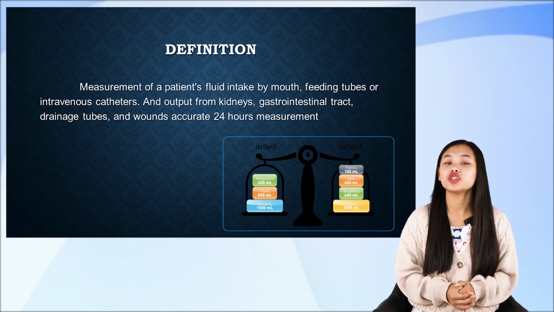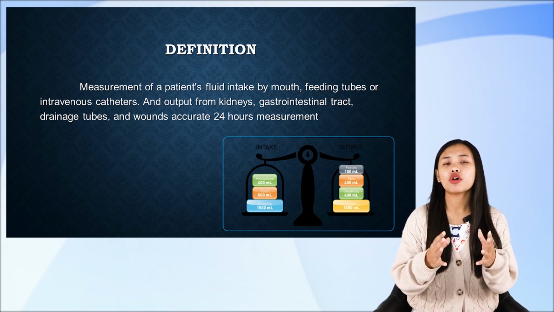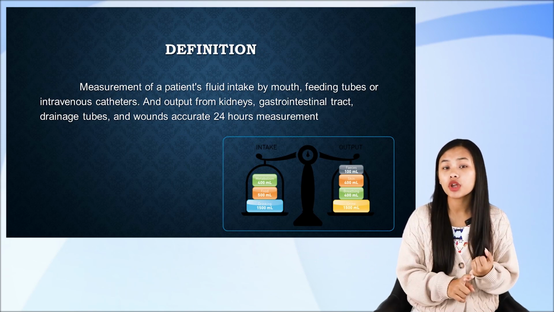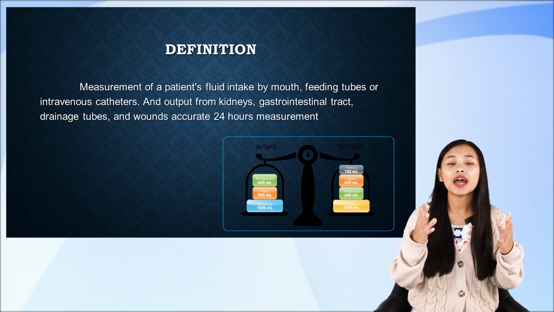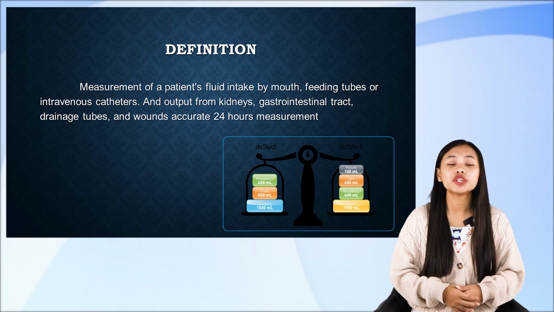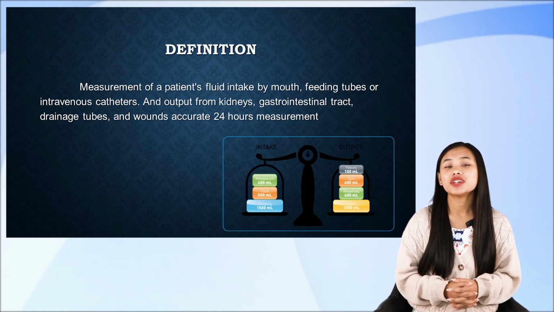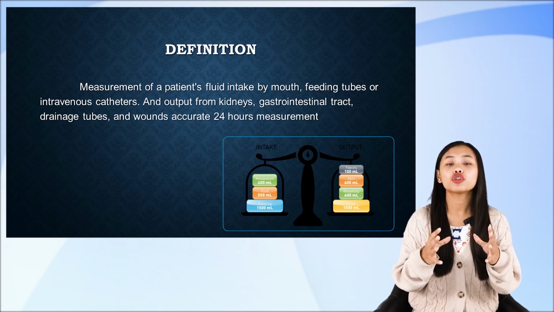Moving on to the first, which is the definition. Intake and output record is a record which will include the measurements of the patient's intake through the mouth, through the tube feeding, or even through the intravenous catheter. It also includes the measurement of the output of the patient from the kidney, gastrointestinal tract, drainage tube, as well as from the wound for 24 hours.